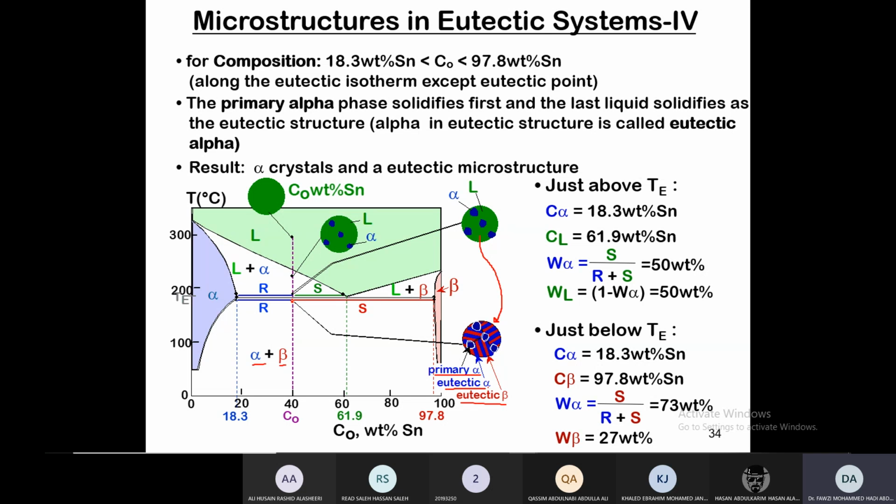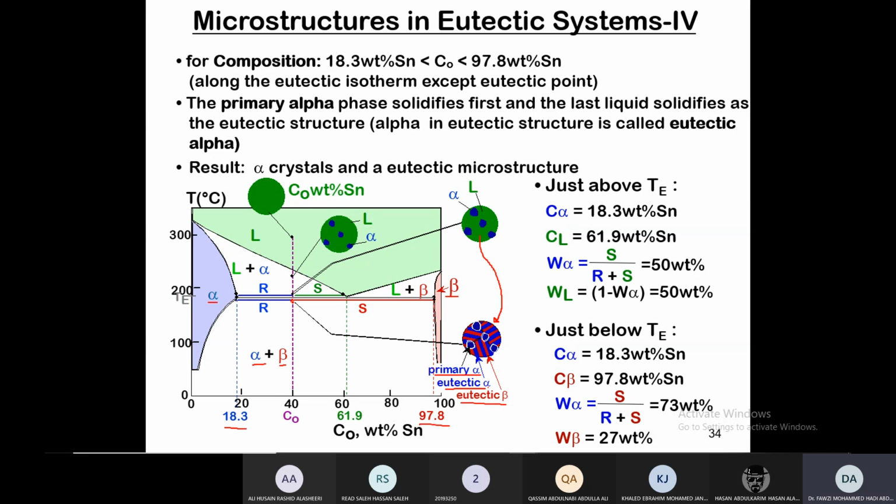In order to find their compositions just below the eutectic isotherm, you draw a tie line. Where is that tie line? It is this tie line, right? You intersect with the alpha phase here, and you draw a vertical from there. You will get nearly 18.3% by weight tin. And for the composition of the beta, beta is here, so the tie line is intersecting that. You drop a vertical from there. The composition of the beta which you have is 97.8.